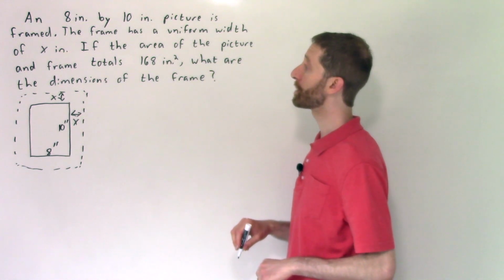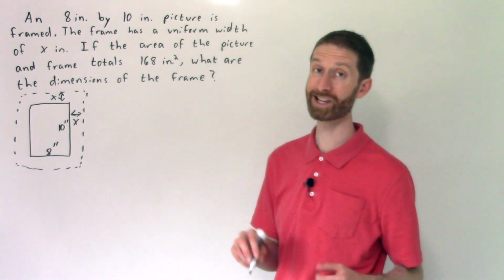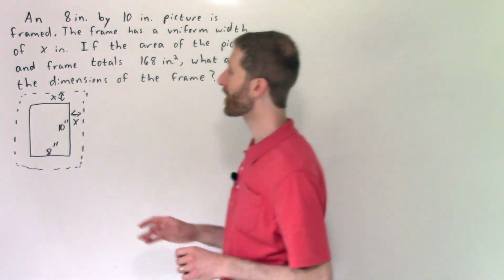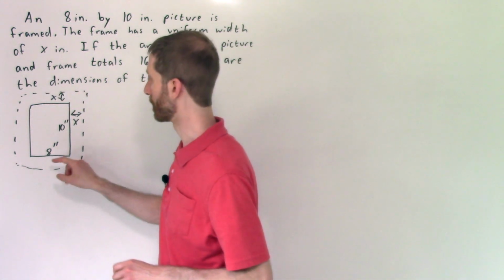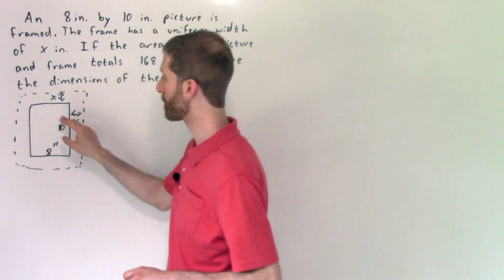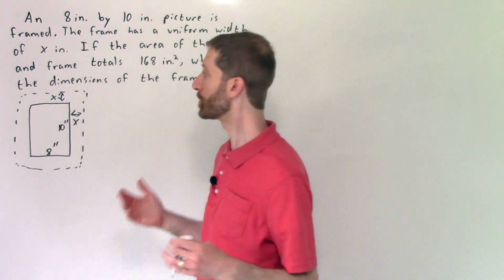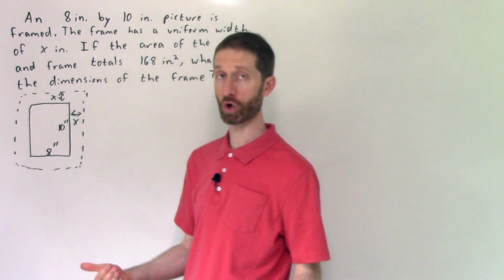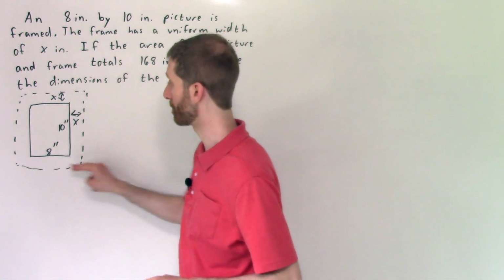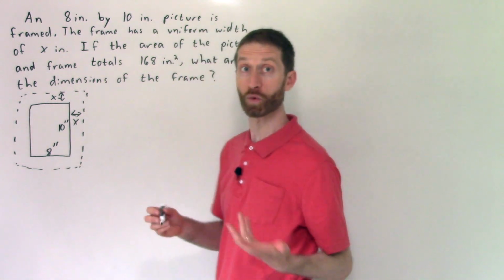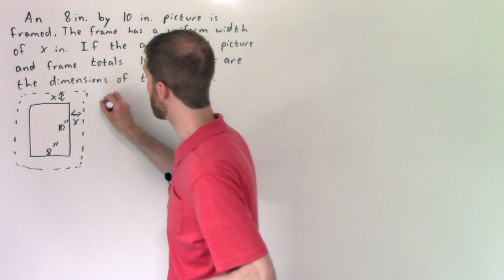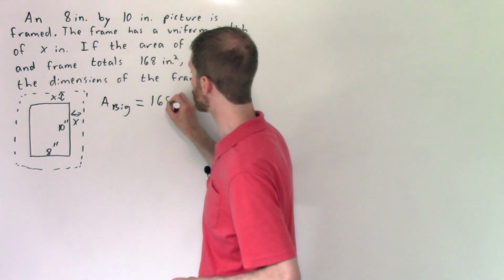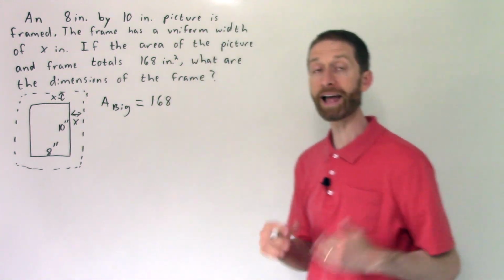If the area of the picture and frame totals 168 square inches, what are the dimensions of the frame? So we're told that the area of basically the entire thing, if you were to add the area of the frame and the area of the picture, would be the total area, like the area of just this outer rectangle. That's what we need: the area of the big rectangle, and we know that it is equal to 168 square inches. That's the main idea.